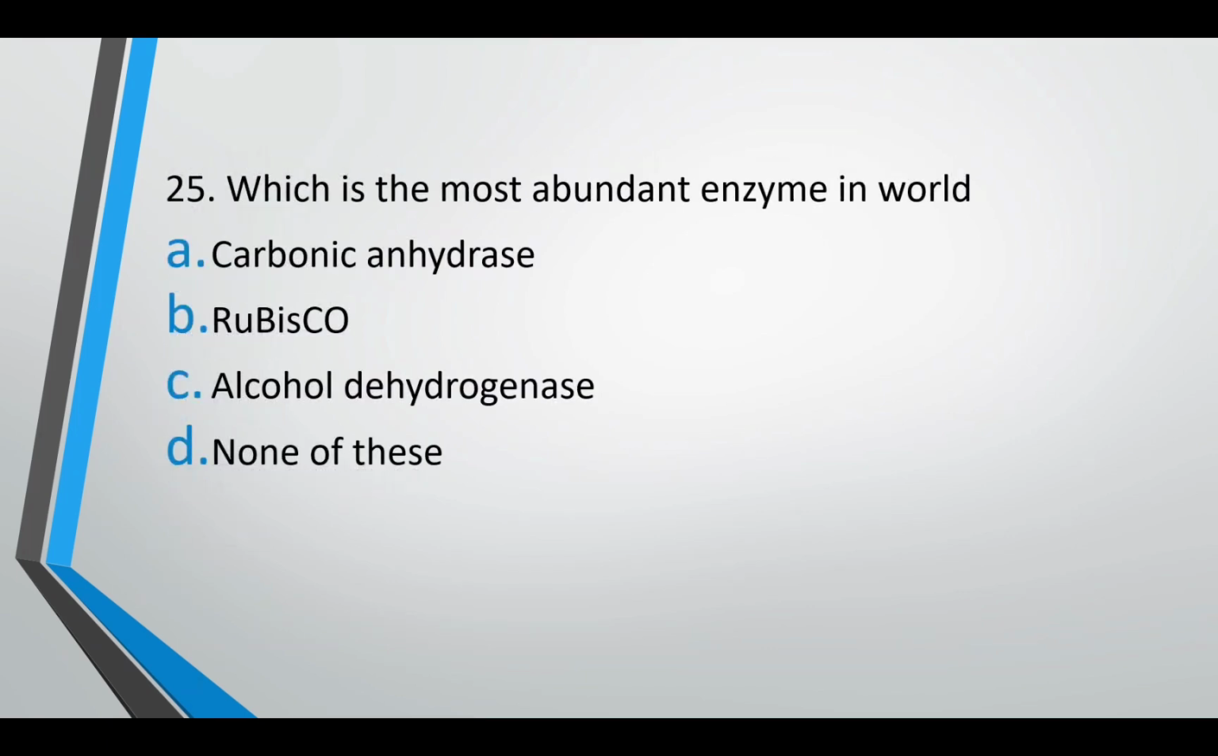Which is the most abundant enzyme in the world? Option A, carbonic anhydrase, option B, rubisco, option C, alcohol dehydrogenase, option D, none of these. Most abundant enzyme in the world. Correct answer is option B, rubisco.